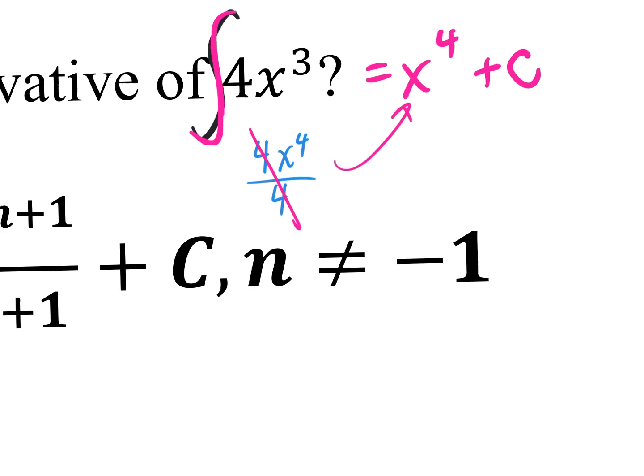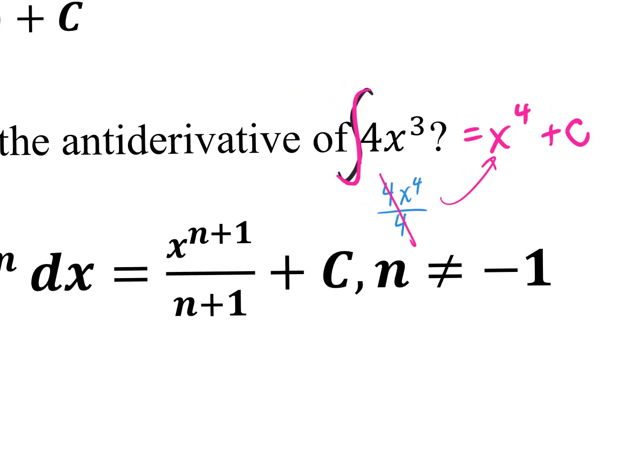Give me 1 sec. You're like, okay, so you want me to remember we got to add 1 to the exponent and divide by my new exponent. I do. And you are going to remember because let's think back real fast. What if I said, how did we find the derivative of this?